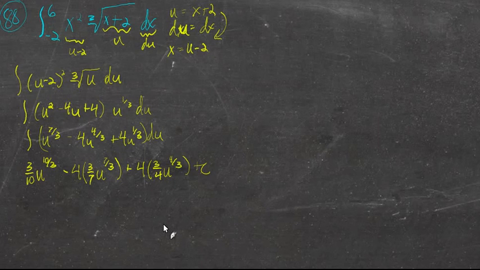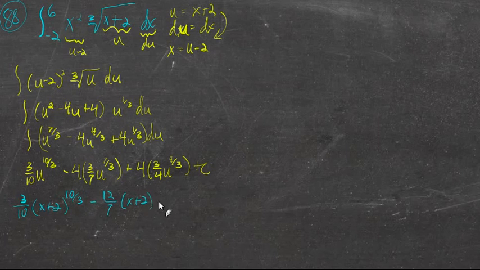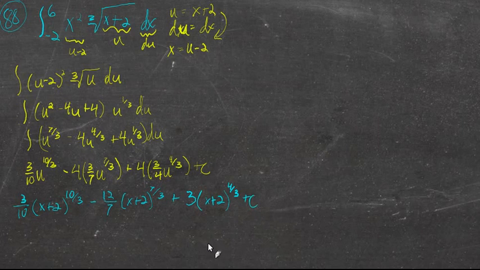Ooh, that's quite a thing. Now let's do a couple things. Let's put it back in terms of x instead of u, and at the same time multiply these fractions together. So we have 3/10 times x plus 2 to the 10/3, minus 12/7 times x plus 2 to the 7/3, plus 4 times 3/4, which would actually just come out to be 3, times x plus 2 to the 4/3, and plus c.